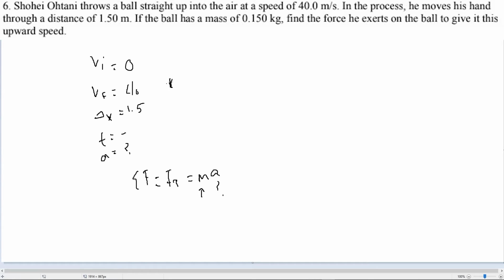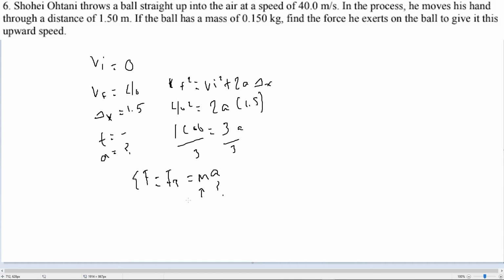Come on, vf squared is equal to vi squared plus 2 acceleration change in x. Yep. So now we're going to fill this out. 40 squared is equal to vi squared, which is 0, so just 2 accelerations we're looking for. That's 1.5. 40 squared is 1600, so that equals 3a, divided by 3.